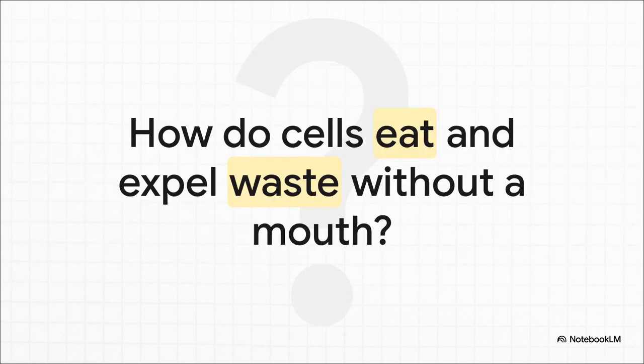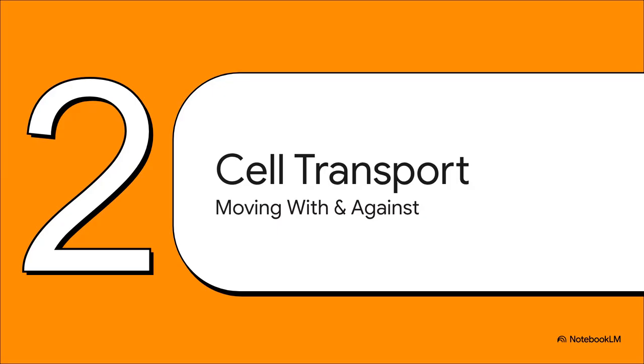Now that we've visualized the cell and we know how to measure it, it brings up a really interesting question. How does a tiny, completely sealed unit actually take in nutrients to survive, and how on earth does it expel its waste if it doesn't even have a mouth? Which leads us perfectly into Section 2, How Cells Transport Stuff, Moving with and Against the Flow.